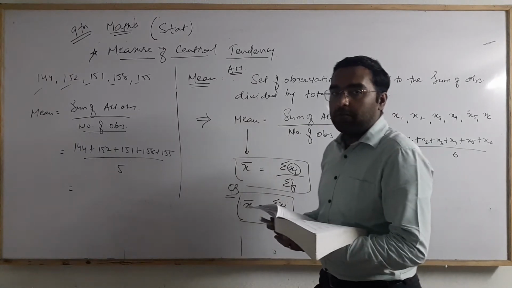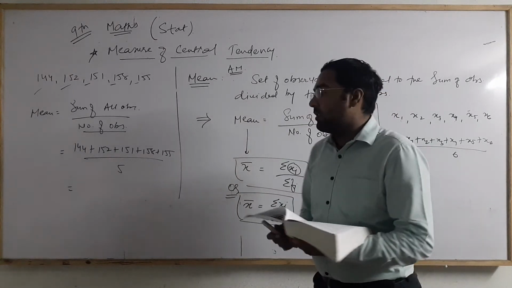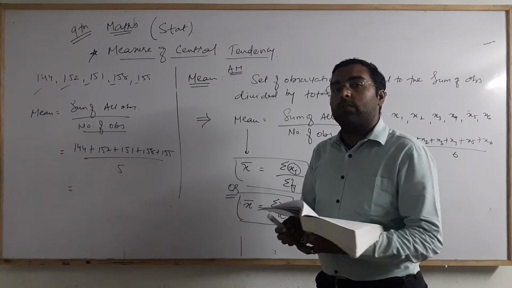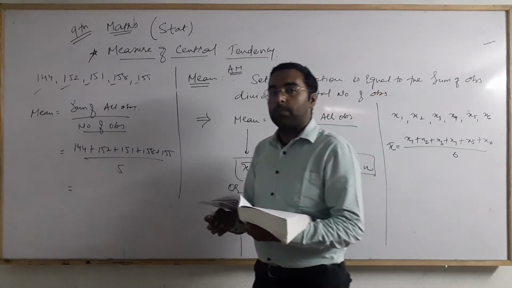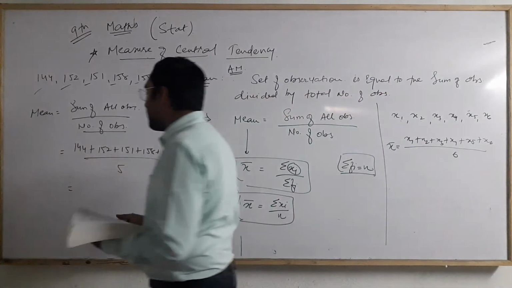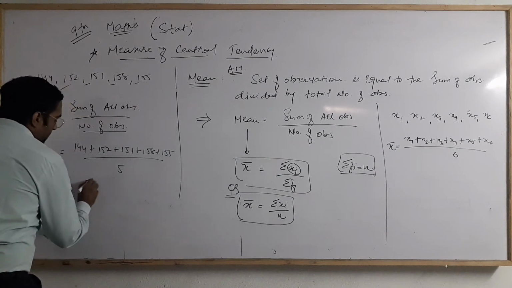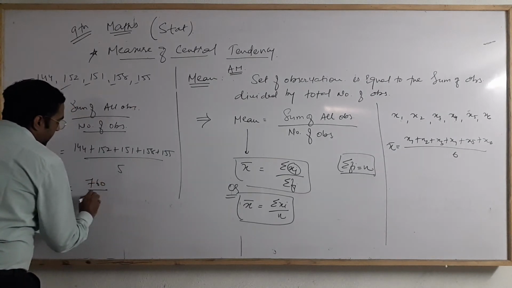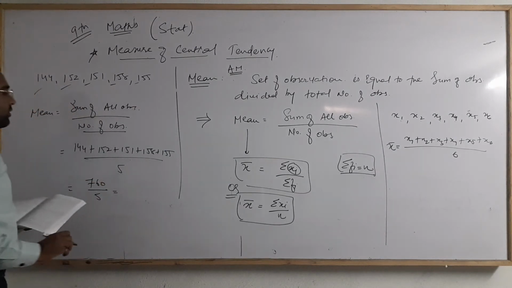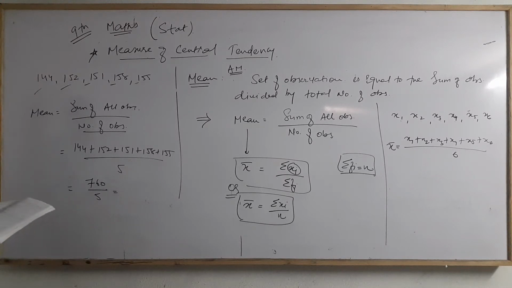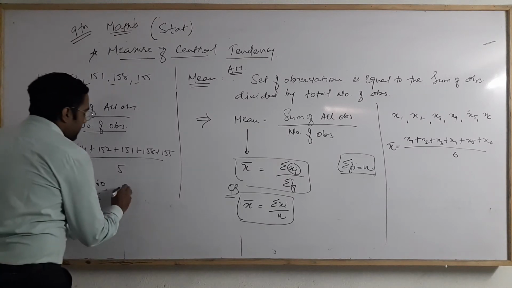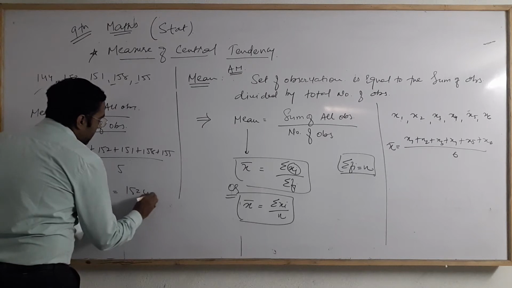Can you please add fast? Which number did you get by adding them? That is 760, correct? That is 760 divided by 5. So 760 divided by 5, what is my answer? My answer is 152 cm.